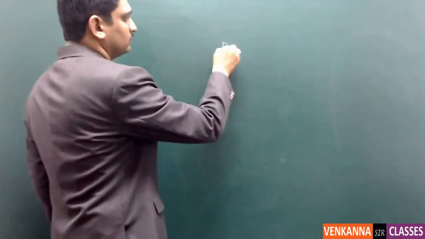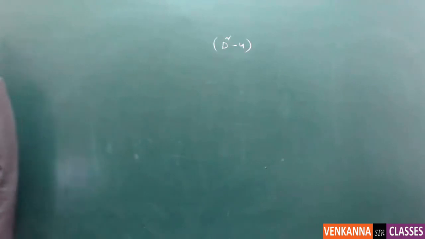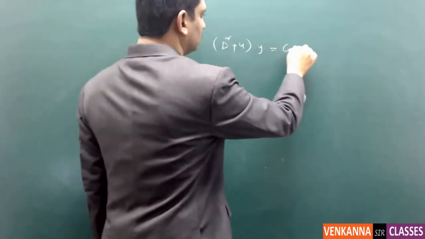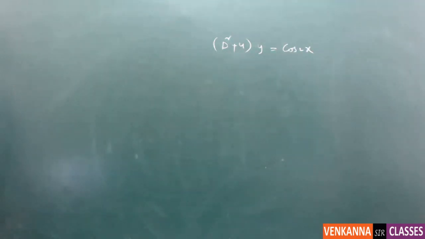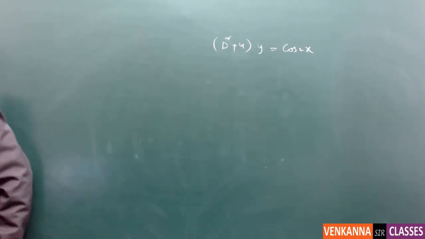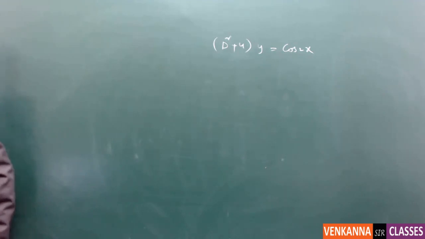Now take the problem. I will say that (D square plus 4) into y equal to cos 2x. Please take a note of that. So find the yc also. I discussed the part of yp.